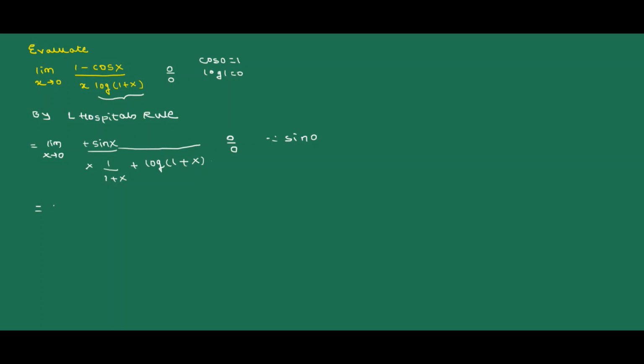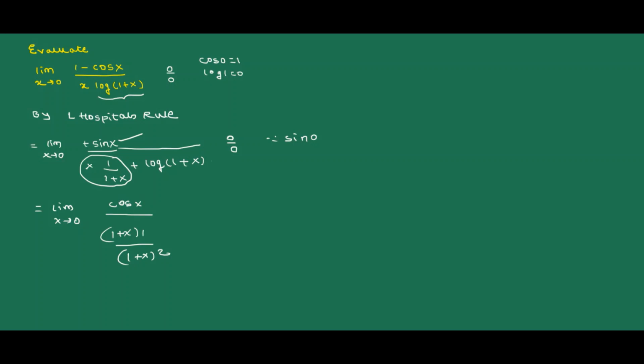So this is equal to limit x tends to 0. What is differentiation of sin x? Differentiation of sin x is equal to cos x divided by. Now what is differentiation of x divided by 1 plus x? First denominator square, 1 plus x whole square. Denominator 1 plus x as it is. Differentiation of numerator.